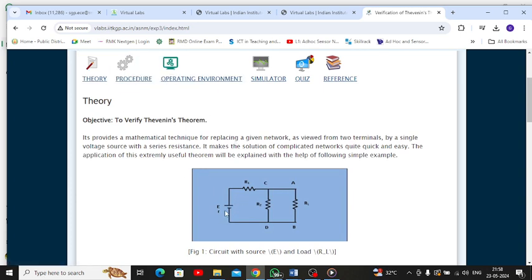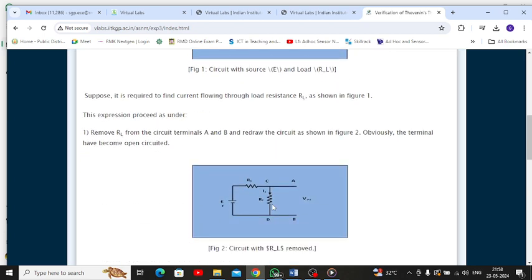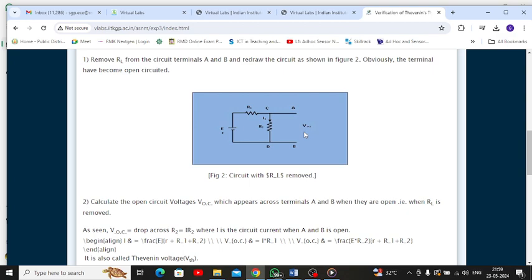Let us consider this circuit where E is the source, and the load is found in between the terminals A and B. We have another two resistances, R1 and R2. First, we are going to remove the load resistance present between the terminals A and B, so that it is open circuited. Therefore, the voltage across this open circuit point is called VOC.